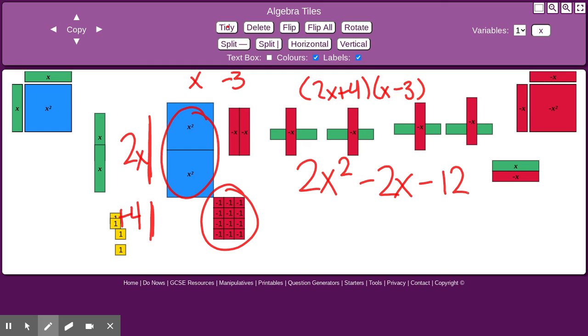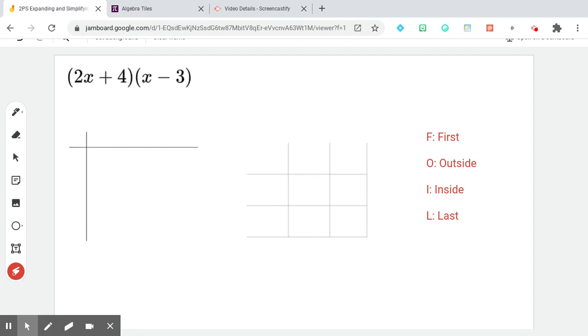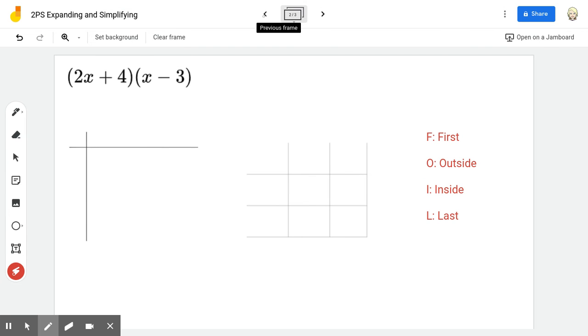So the answer here, when we multiply 2x plus 4 times x minus 3, we get an answer of 2x squared minus 2x minus 12. So let's go look at the area model for this one. So I've got to remember now.